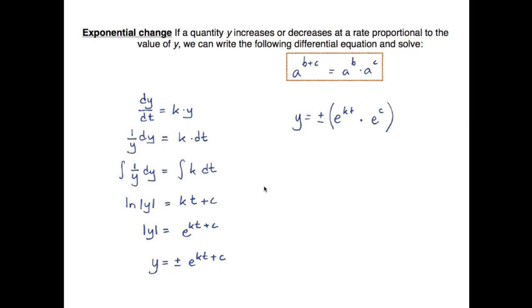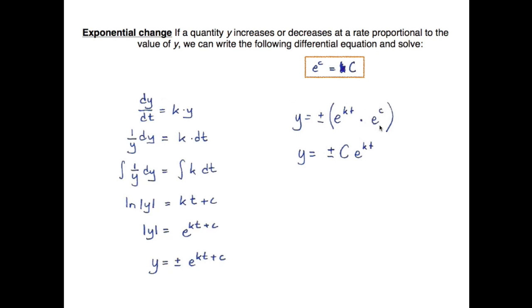Using properties of exponents, we know that a to the power of b plus c is a to the power of b times a to the power of c. So let's look at what we had here. Why do I do that? e to the power of c is still a constant. c is a constant, e is a constant, so e to the power c is a constant. I'm going to give it a new name. I'm going to call it capital C. e to the power of c equals capital C.